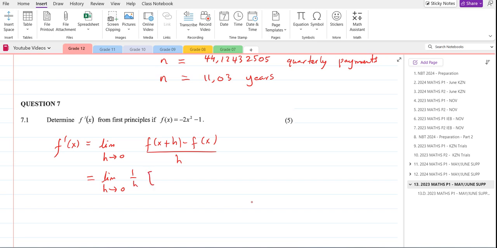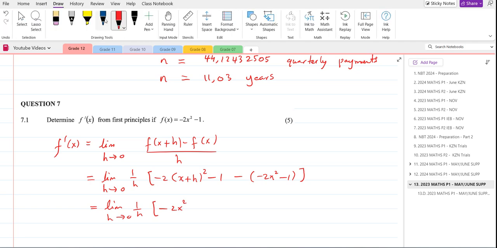Right, so I'm going to take 1 over h into, what's f of x plus h? You're going to put x plus h here, minus 2 into x plus h all squared. Replace x with x plus h, minus 1, minus f of x, which is minus 2x squared. Use brackets, guys. Right, minus 1 so you don't make mistakes. Limit as h approaches 0 of 1 over h. Now remember, I've got a minus 2 here, so I'm just going to open this up with the binomial. In the binomial I've got x squared plus 2xh plus h squared.